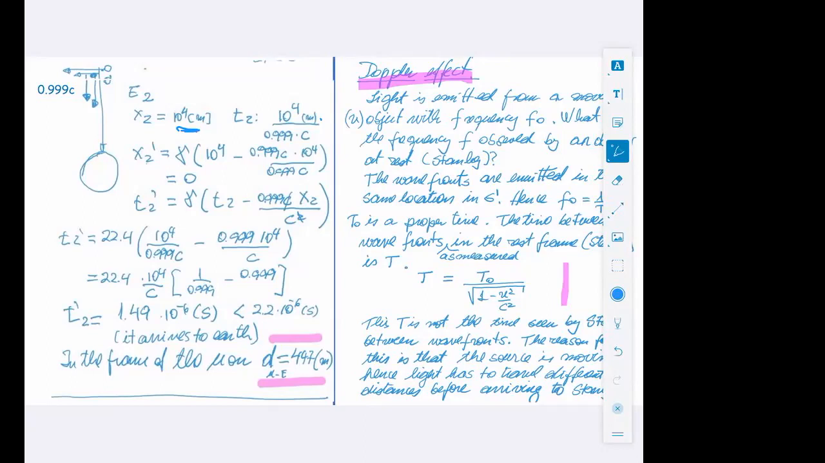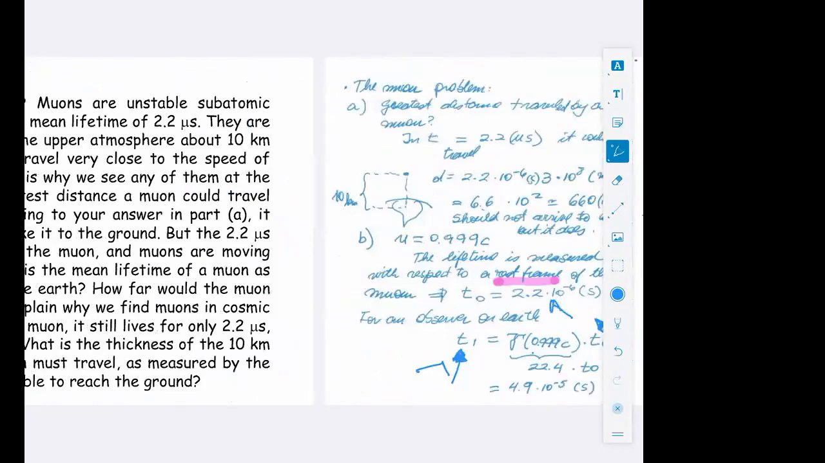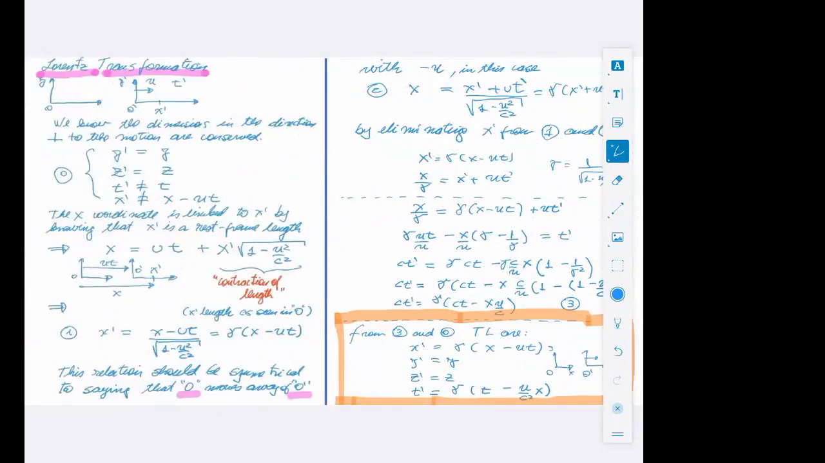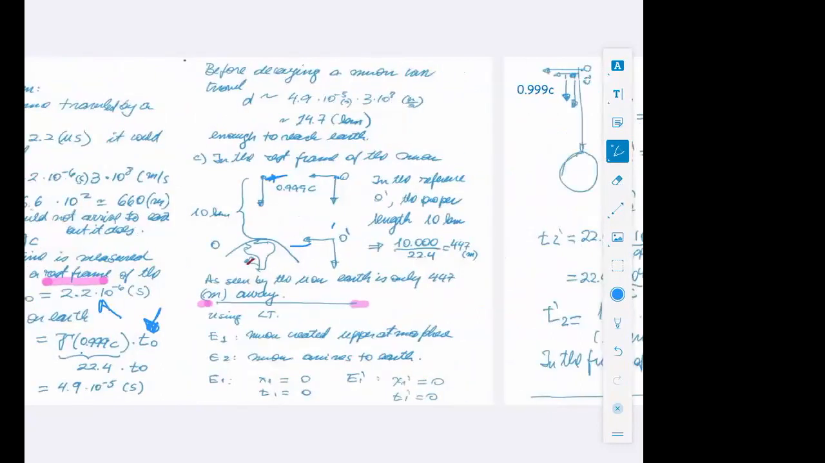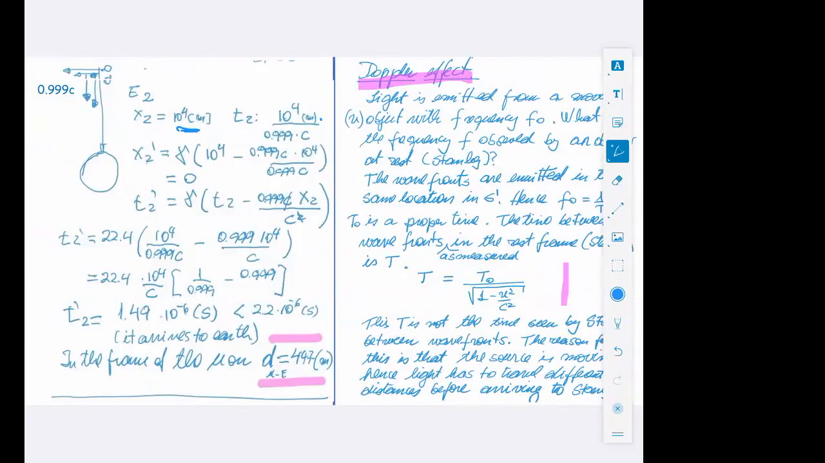The Lorentz transformation gives me X prime equals gamma times (X minus U times T), where this value here is U, and this value here is T2, the time. Here I have the Lorentz transformation for X: X minus U times T. I did that, and that is the expression. So X2 prime would be that, perfect.